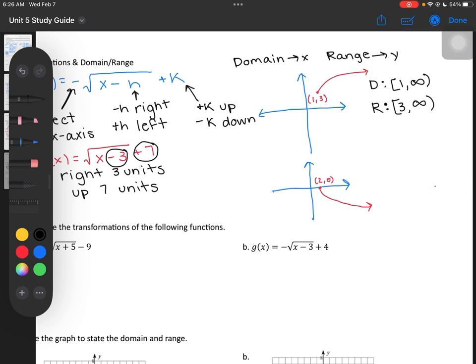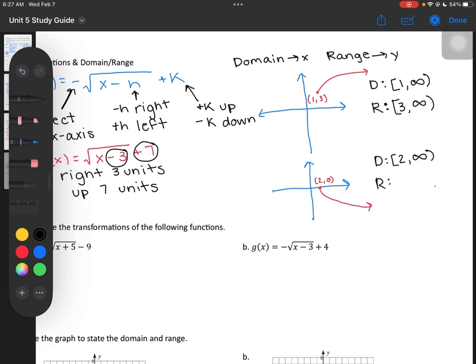One more example here. We see this one's been flipped a little bit. So we're still given that starting point of 2, 0. Looking at the domain, the smallest x value I see is 2. And then it goes on and on to the right-hand side. So my domain would be 2 to infinity.